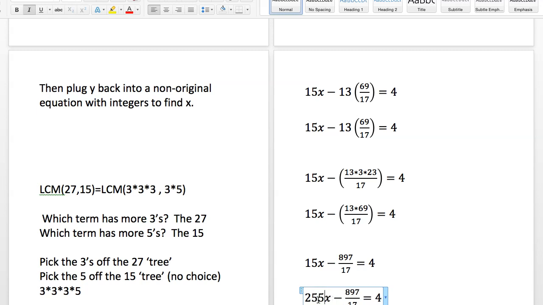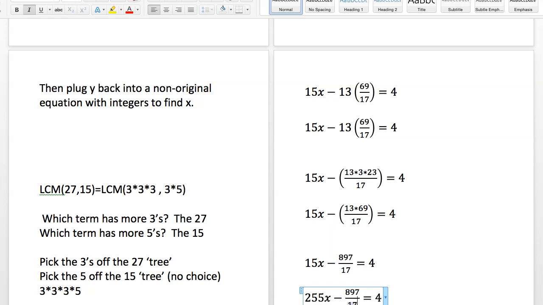Oh, mercy. Wait, 15 times 17. Well, wait, hold the phone. Hold on. 17 times 10 is 170. I'm afraid it's 275. Because, let's see, 17 times 10 is 170. 17 times 5 is 85. No, it's 255. It's 255. I had it right the first time.